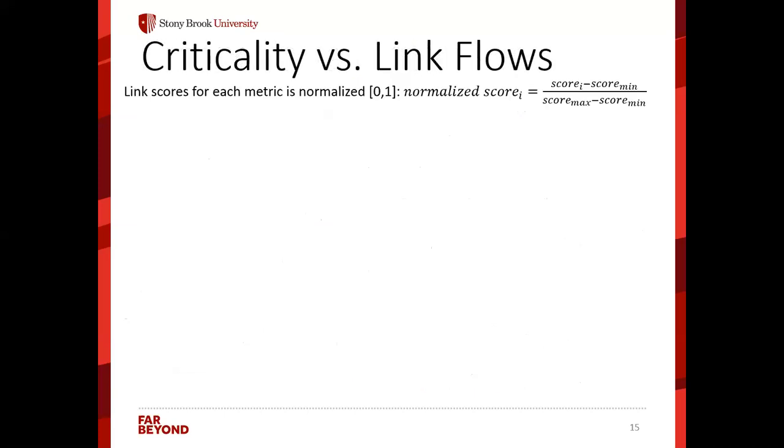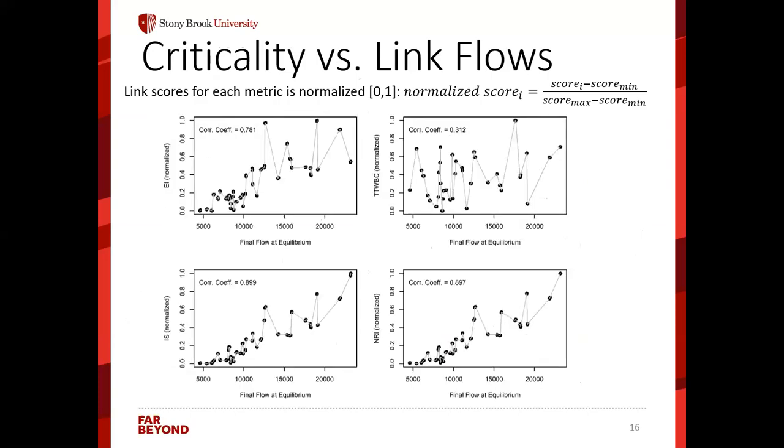So what we did was, because each link, each metric score ranges are different, we normalize them from 0 to 1. Basically, we take the minimum, the maximum, we normalize everything in between to make it from 0 to 1 so that we can compare side by side. And here, as you see, we have efficiency index, importance score, network robustness index, and travel time weighted betweenness centrality.